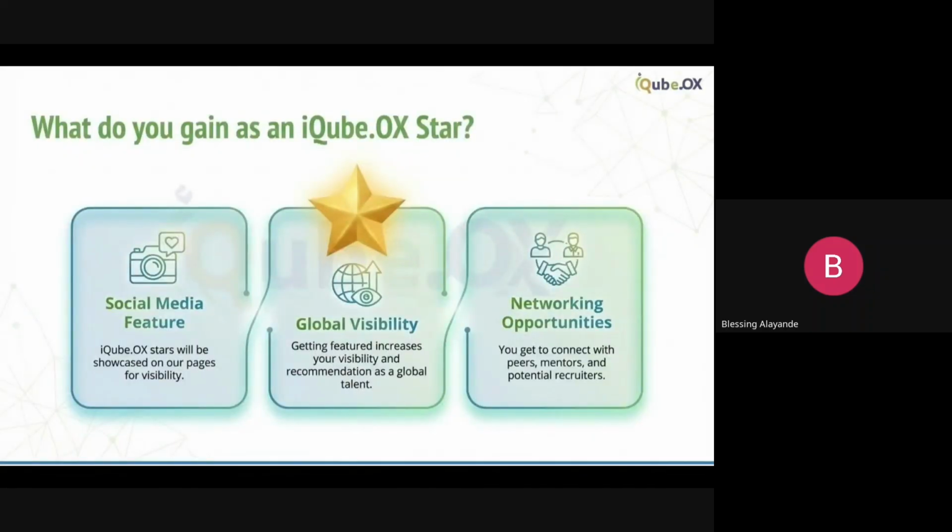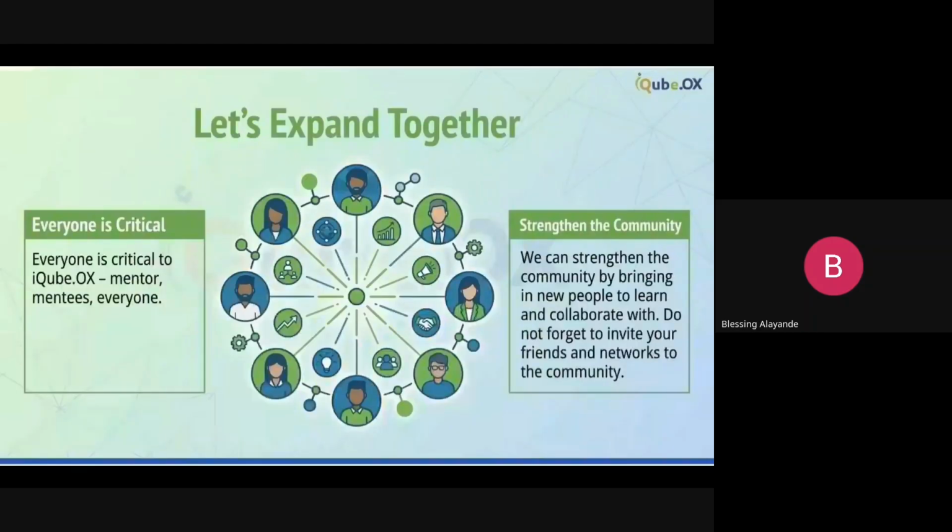So what you stand to gain as an iQube.ox star is we're going to feature you on our social media handles. And you know, when you get featured, more people get to see you. They get to see what you've done, right? So it is more like a global visibility or global CV, right? And it recommends you to people as a global talent. There are so many people doing cool things, but they are just doing it in the corner of their rooms. Nobody is seeing them. But when you're featured on our page, people see you, and this opens you up to more networking opportunities. You connect with peers, people who are doing cool things in the industry. You connect with mentors and potential recruiters as well.